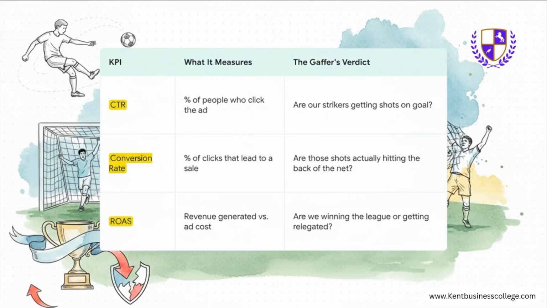So think of your KPIs like this. Your click-through rate, or CTR, tells you if your strikers are even getting shots on goal. Your conversion rate tells you if those shots are actually finding the back of the net. And then there's the big one, ROAS, return on ad spend. That's the final score. Are you on track to win the league, or are you facing a very embarrassing relegation?